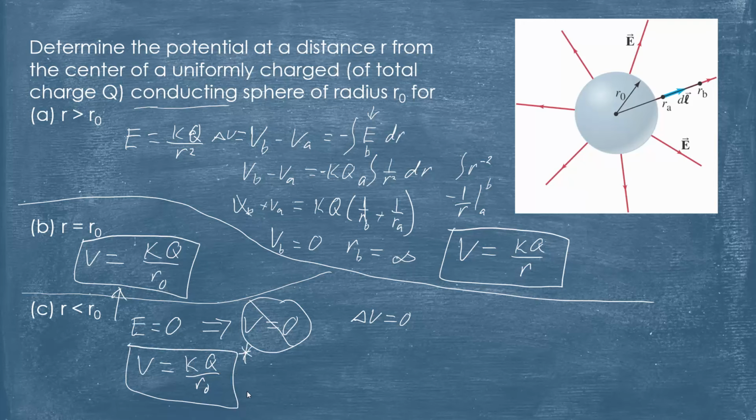Put some stars around this. Students tend to forget this one, but very important. 0 electric field means delta V is 0.